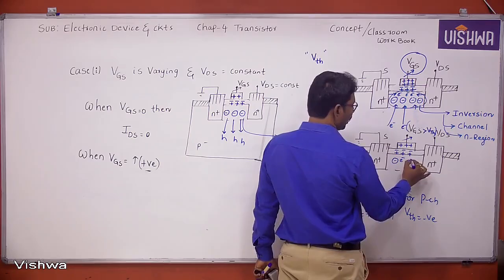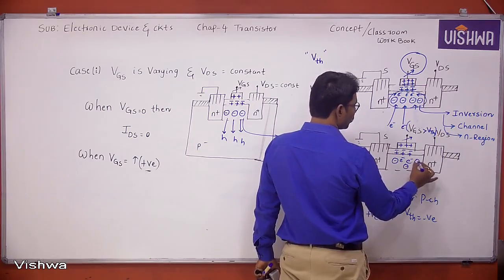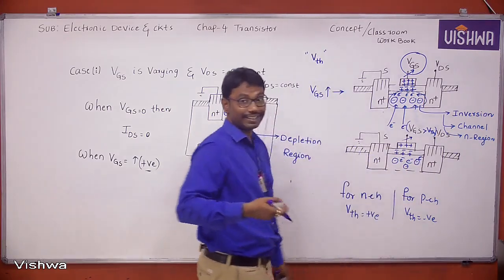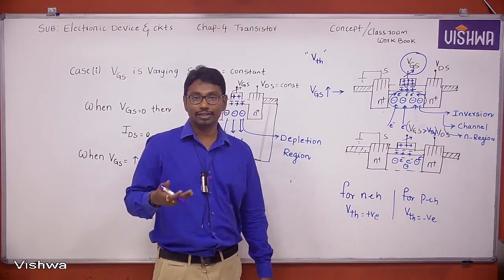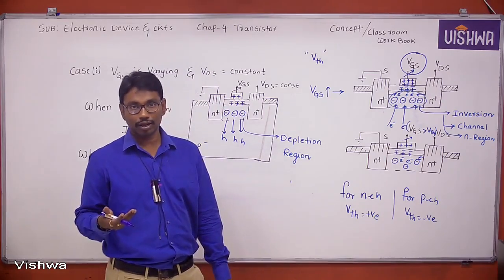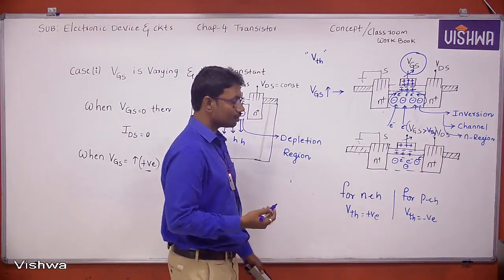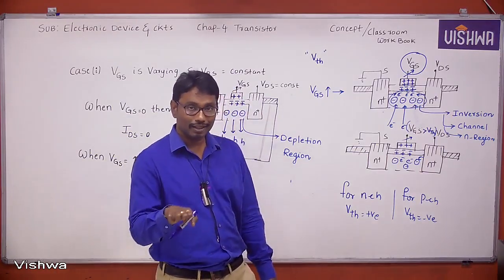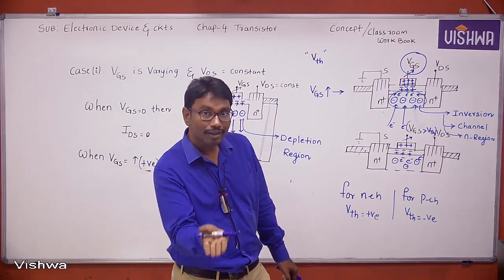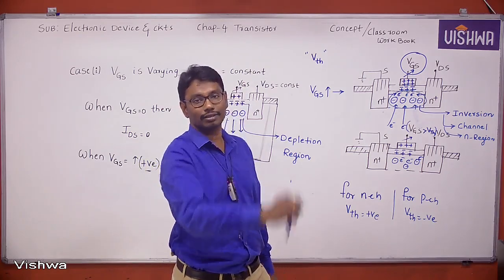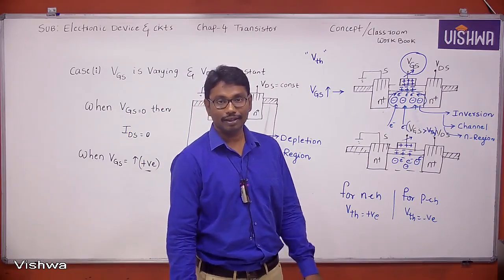The electron concentration in the channel increases. Also, the conductivity of the channel increases. Conductivity increases means what is the channel resistance? It decreases. Then what is the current IDS? Current IDS increases.